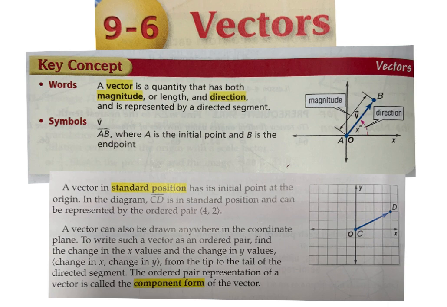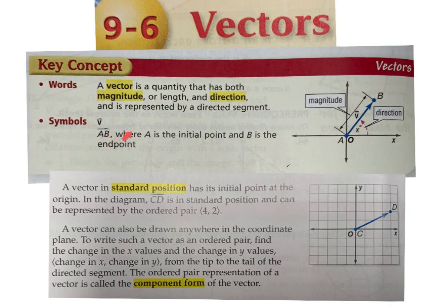It can be represented by one lowercase or two uppercase letters. So we have the lowercase letter V with the little arrow above it, or we have the uppercase AB with the arrow above it. Not really a double arrow, just that little single vector notation. A is the initial point, B is the end point. It is important because it has length, magnitude, and direction. So direction matters, meaning the vector AB is not the same as the vector BA. You can think of it like a ray because direction does matter and order does matter.